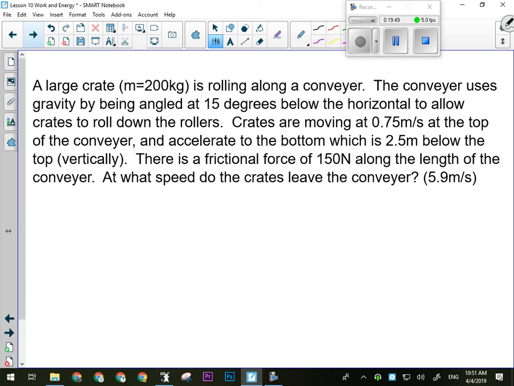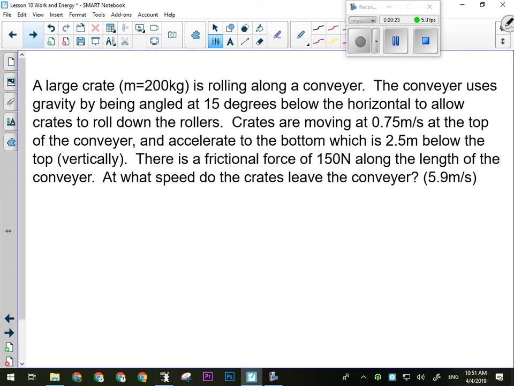All right, try this one. Similar type of question. We've got to just roll through some examples here and see how these things work. So I've got a large crate rolling along a conveyor. The conveyor uses gravity by being angled 15 degrees below the horizontal to allow crates to roll down the rollers. The crates are moving at 0.75 meters per second at the top of the conveyor and accelerate to the bottom, which is 2.5 meters below the top. There is a frictional force of 150 newtons along the length of the conveyor. At what speed do the crates leave the conveyor?